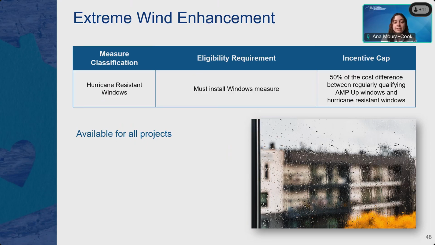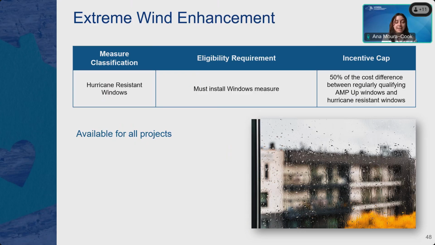For this, NYSERDA is covering or incentivizing up to 50% of the cost difference between the hurricane window versus a regularly qualifying AMP-UP window. But we will also note that New York State law says that any building with hurricane windows qualifies for an insurance premium discount. So we think that this upgrade can unlock additional lifetime cost savings for the buildings that participate. This payment will also be distributed at stage 4.